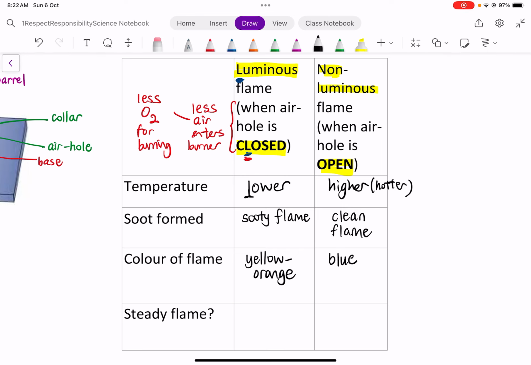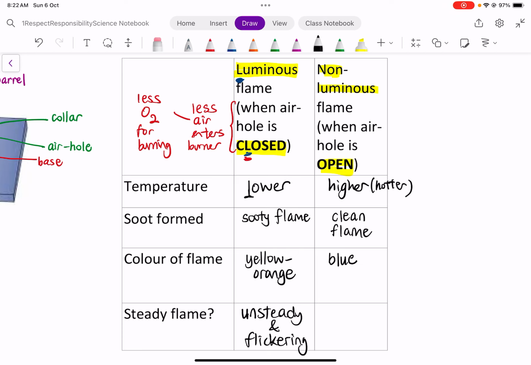Some books might describe it as blue-purple, but generally speaking, the non-luminous flame can be seen as a blue color flame. But the blue is not a very visible blue. The blue is actually a very pale blue. As a result of that, it's not easily visible. And that's why the non-luminous flame is called non-luminous. It's not very bright. It's very pale, very light in color. Now, finally, steady flame. Steady flame means whether it holds vertically or does it flicker around. The luminous flame is unsteady and flickering.